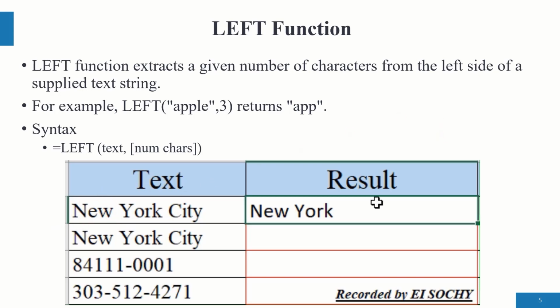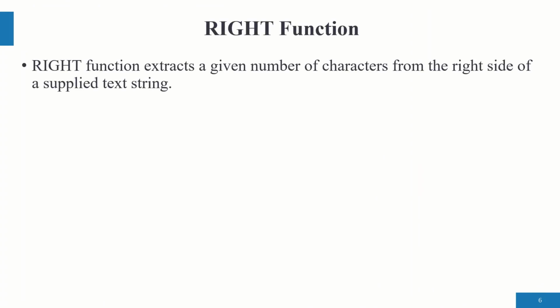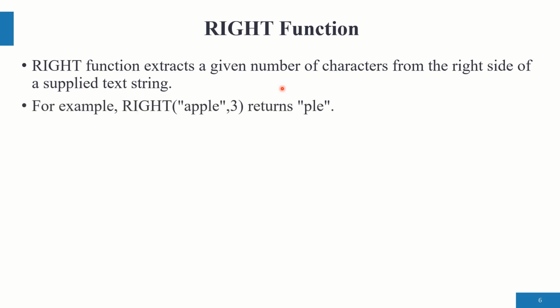The last one is the RIGHT function. So what is the RIGHT function? The RIGHT function extracts a given number of characters from the right side of the supplied text string. It's the opposite of the LEFT function. When you use the RIGHT function with the word apples, and you type 3, it will take out 3 characters from the right. It returns PLE.